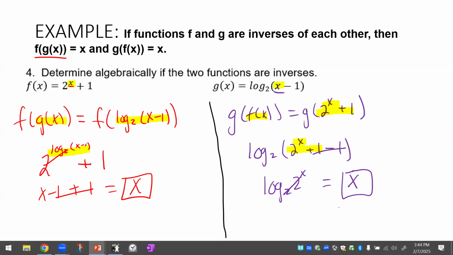So since they both equal x, what does that mean about f of x and g of x? They are inverses of each other. F of x and g of x are inverses. And that is how you prove it algebraically.